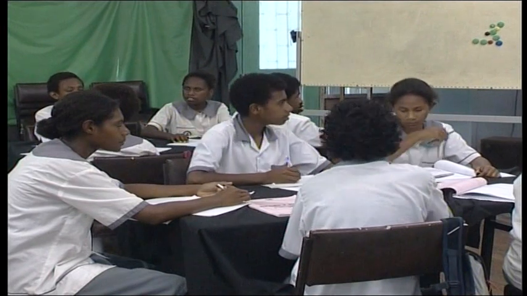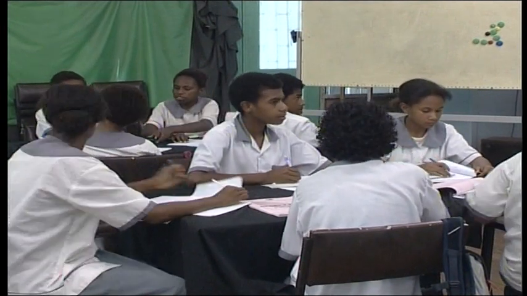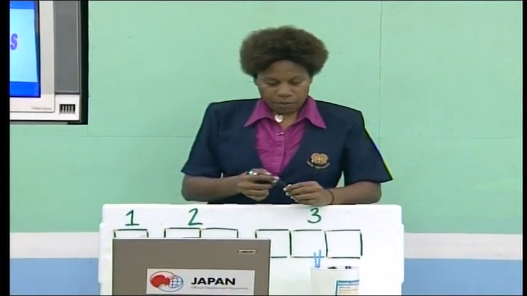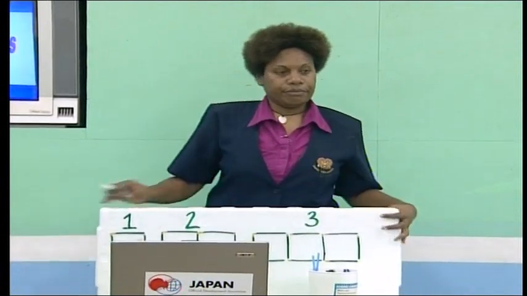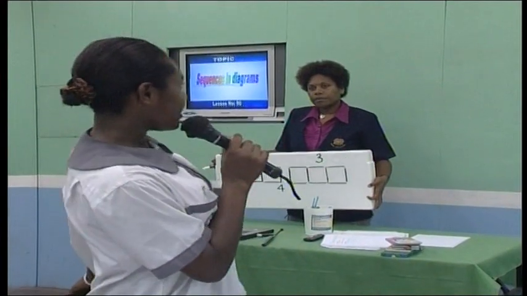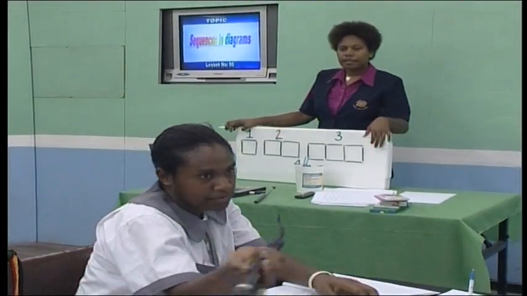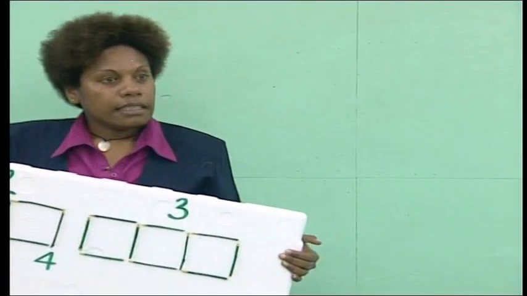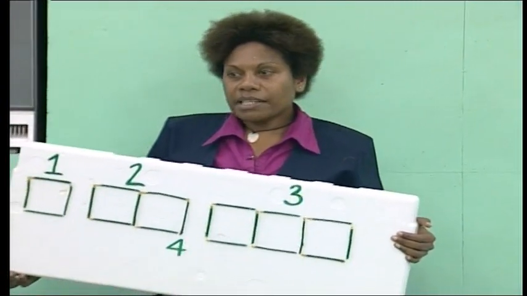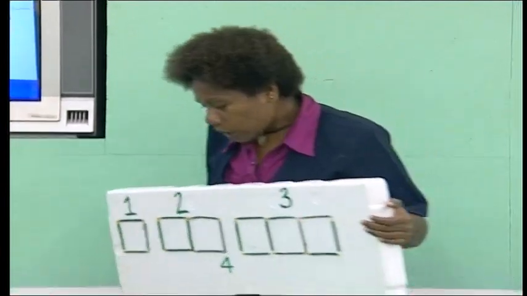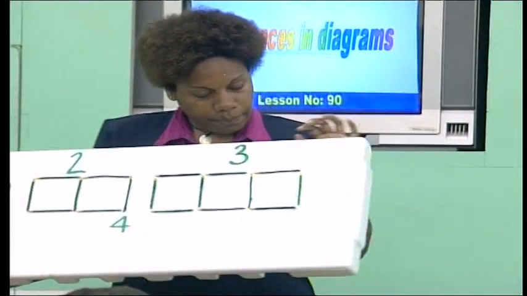Okay, Ruthie? Receiving students, tell your teacher, what will the next pattern have? 13. Ruthie says 13. Now, how did you get 13? 10 plus 3. That's what Ruthie said. Is she correct? Yes.